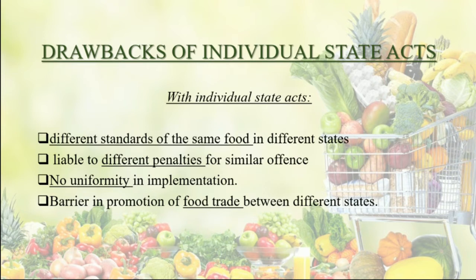Second point being, for the same offense different states were having different punishments. The third thing being, as the different states were having different legislation, so their implementation was also very different. Like if the same company is having different plants in different states, so it is very difficult to implement the different legislations for the same product. So the third problem was that thing. And then the last thing was the interstate trade was very difficult, because the particular state is having some standard for the same product, while the other state is having some other type of standards for the same product. So these were certain limitations of the individual state act.